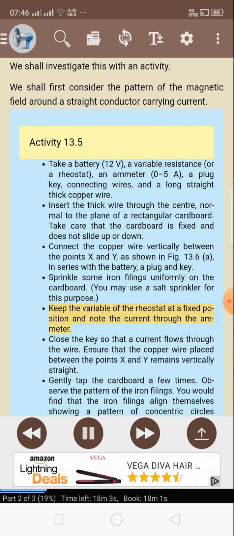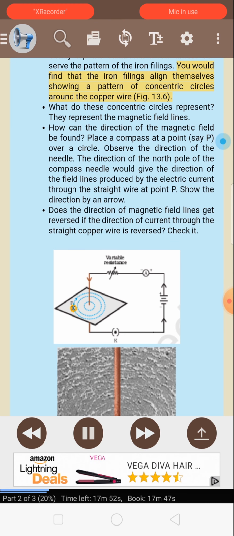Keep the variable of the rheostat at a fixed position and note the current through the ammeter. Close the key so that the current flows through the wire. Ensure that the copper wire placed between the points X and Y remains vertically straight. Gently tap the cardboard a few times. Observe the pattern of the iron filings. You would find that the iron filings align themselves showing a pattern of concentric circles around the copper wire, figure 13.6. What do these concentric circles represent? They represent the magnetic field lines.